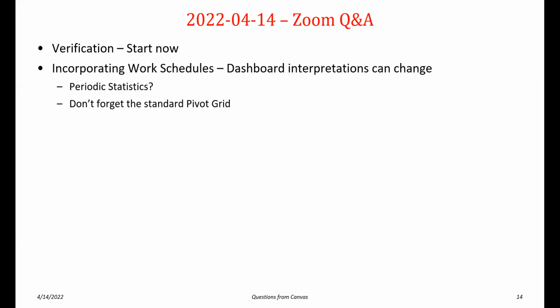Periodic statistics is a relatively new feature of Simio, and I've never used them. So that's something that you should look at, but unfortunately, I can't give you any guidance in how to do it. That's something that's worth looking at. And then secondly, don't forget about the standard pivot grid.